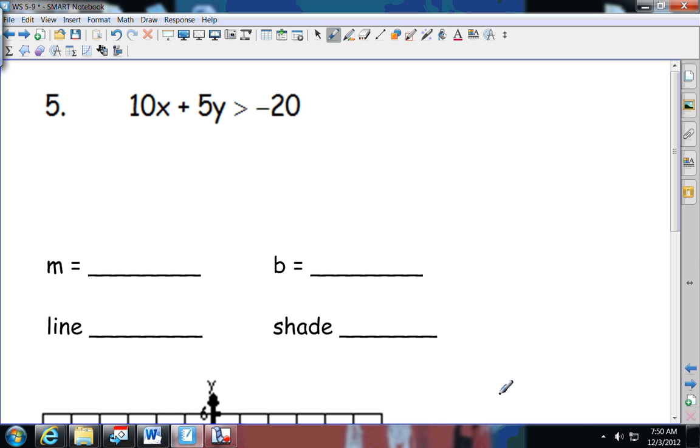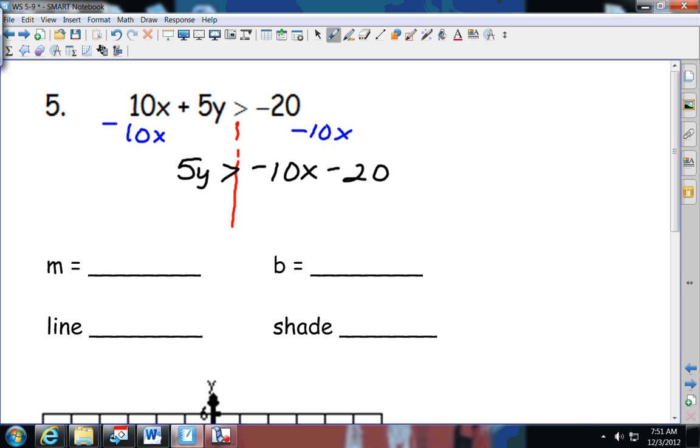Next one. Ooh, now I can't just jump ahead and graph. Why not? I have to solve it. How do I? This is in standard form. You have to put it in slope-intercept form. So what do we need to do first? I need to move the x to the other side. So I need to subtract 10x from each side. I get 5y is greater than negative 10x minus 20. Now I need to divide by 5.